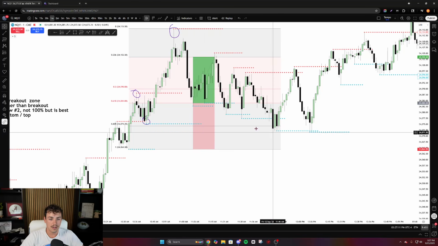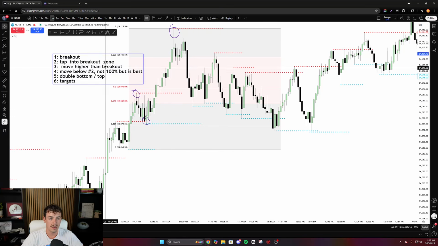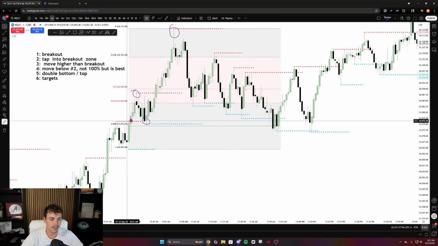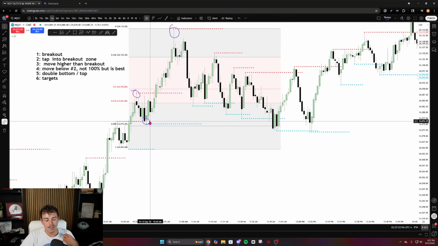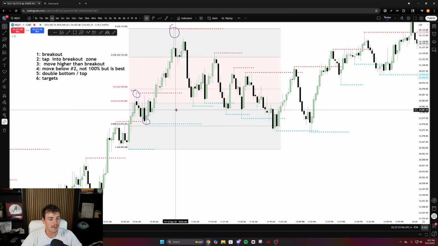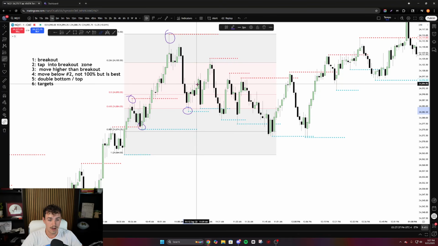Both of these trades here did not cross below our number 2. Again, here's our rule. We break out, we pull back into the breakout zone, move higher than the breakout, and tap back in, ideally below the number 2, but not necessary, okay? If it doesn't map out, it doesn't map out. And in this case, we actually had a really nice 4 and 5. So this was the 4. We tapped the 0.618 perfectly, move up, come down, double tap the 0.618.